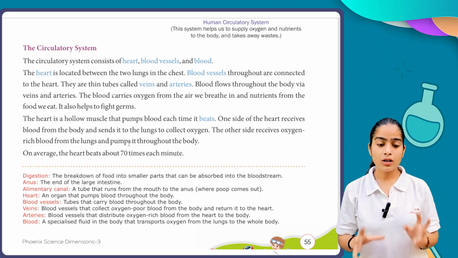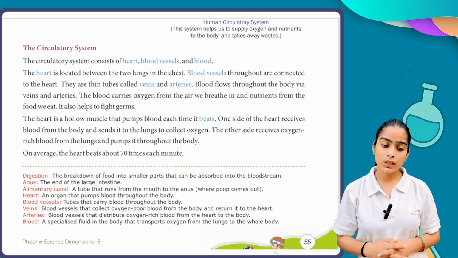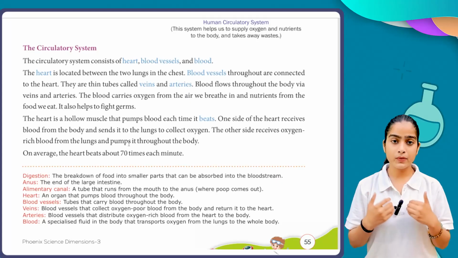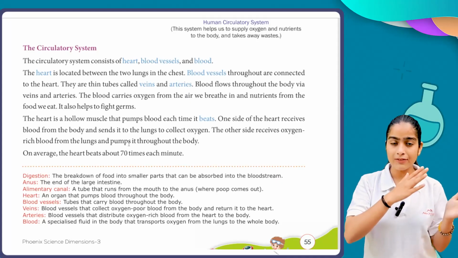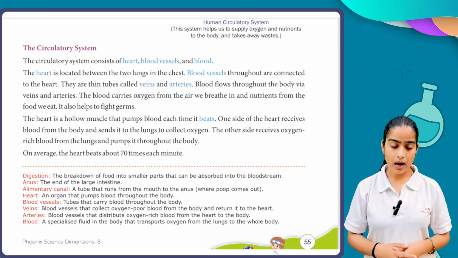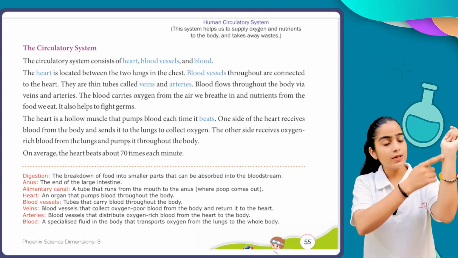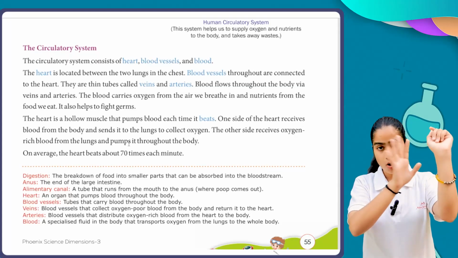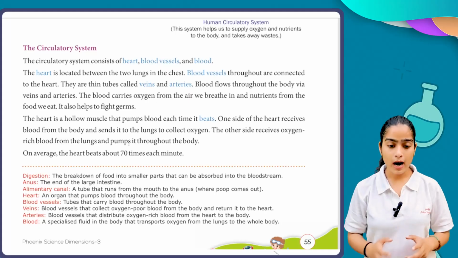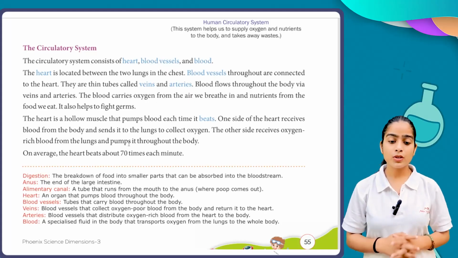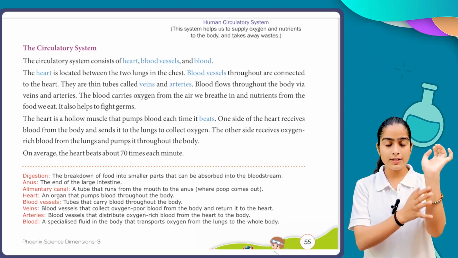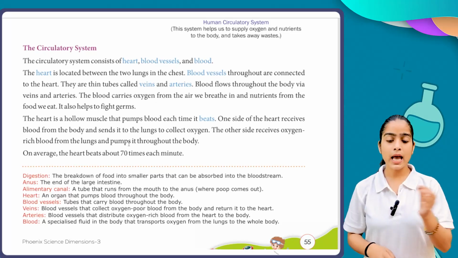So first of all, the heart is located between the two lungs in the chest. Your heart is located between the two lungs, tilted slightly towards the left-hand side, and blood vessels throughout the body are connected to the heart. If you see these green vessels I have, and you can also see them in your hand, these are called your blood vessels, which are connected to our heart. They are thin tubes called veins and arteries, and we classify these blood vessels into two categories: veins and arteries.